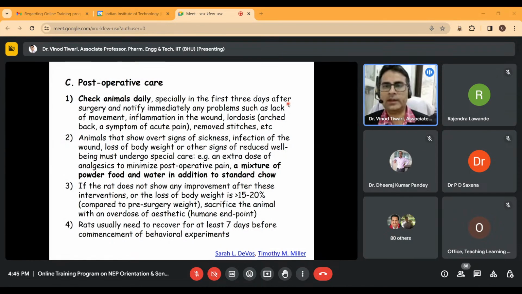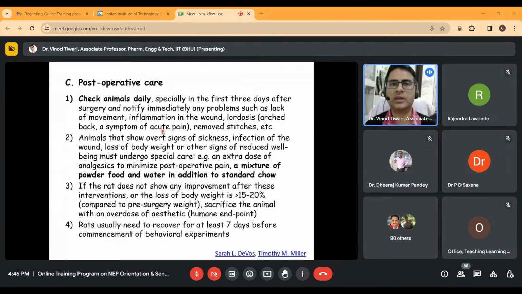If you see any inflammation in the wound, like swelling, redness, or any infection, that also has to be properly taken care of. If you see the signs of lordosis, now what is lordosis? Lordosis means arched back. When they walk, their back is like a hump basically, like a camel hump. So lordosis is a sign of pain basically in these animals. That means these animals are suffering from pain. So it has to be taken care of properly.